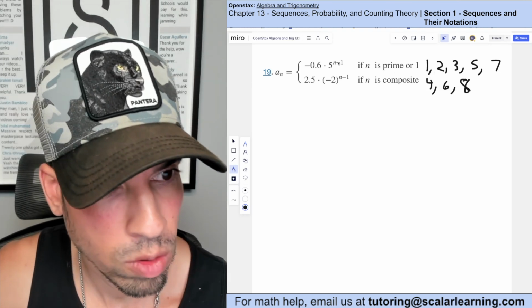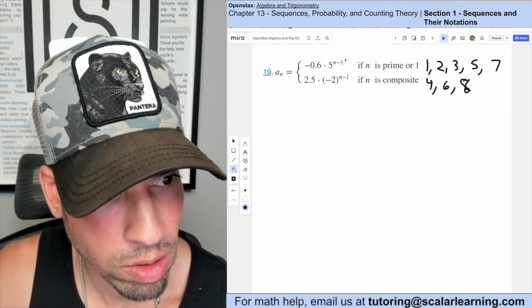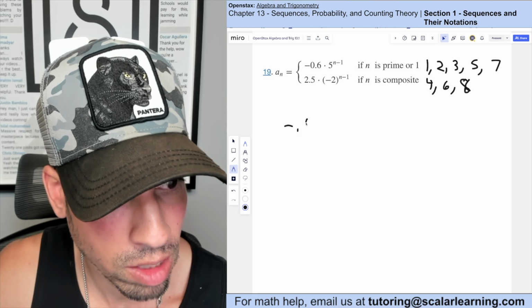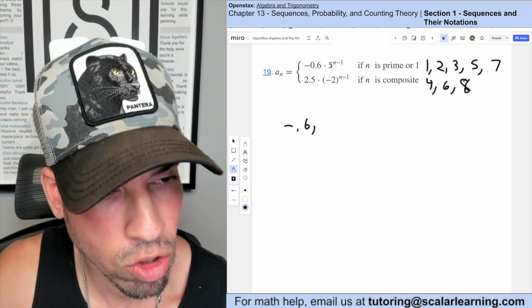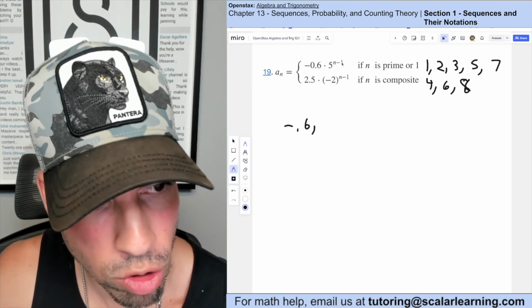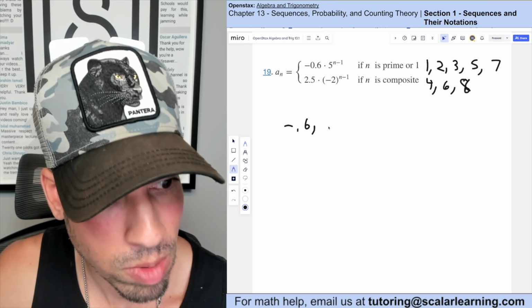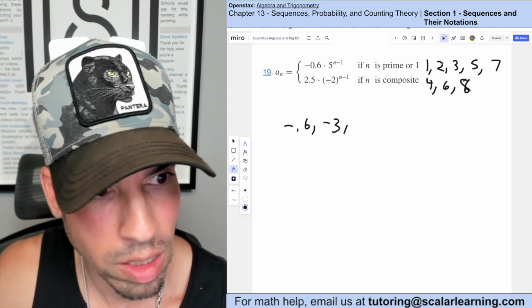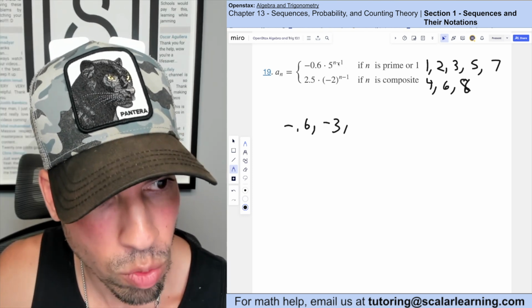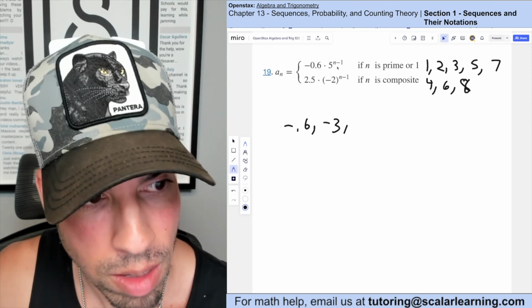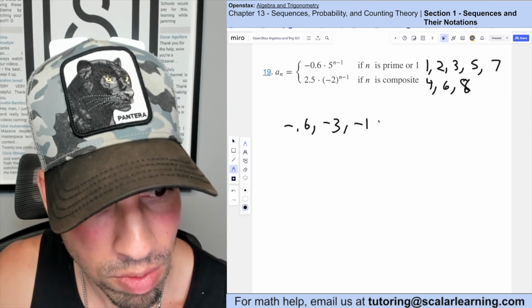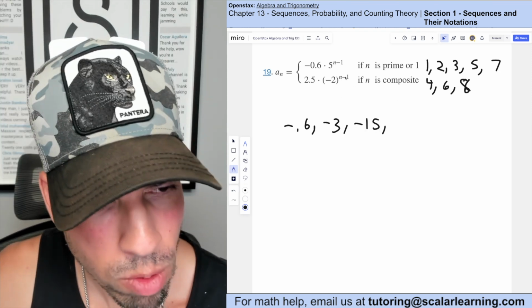So first let's plug in 1. So 1 minus 1 is 0, 5 to the 0th is 1. So then we just get negative 0.6. That's my first term. My second term, that's going to be 5 to the 1, right? 2 minus 1 is 1. So it's 5 times negative 0.6 is negative 3. Plug in 3. That's going to be 5 squared, which is 25. Times negative 0.6 is negative 15. Now we plug in 4 down here. 4 minus 1 is 3.